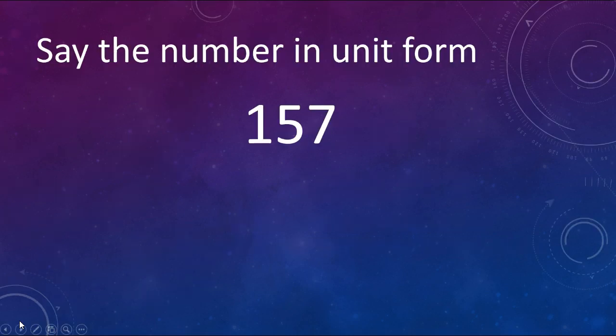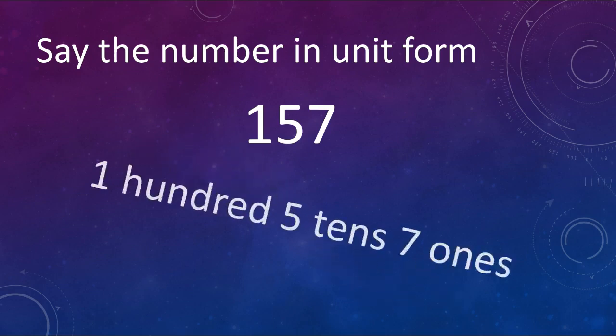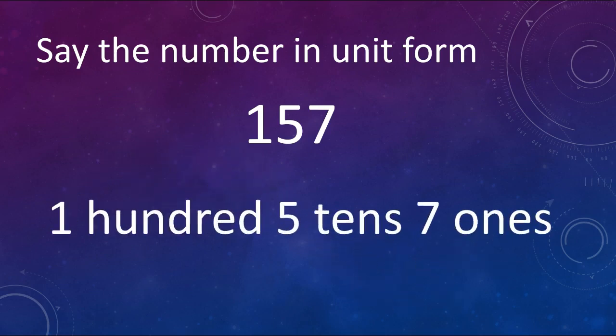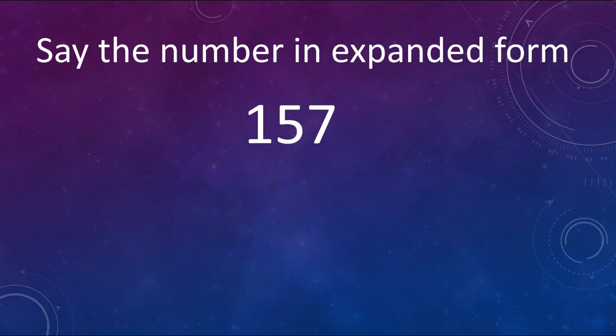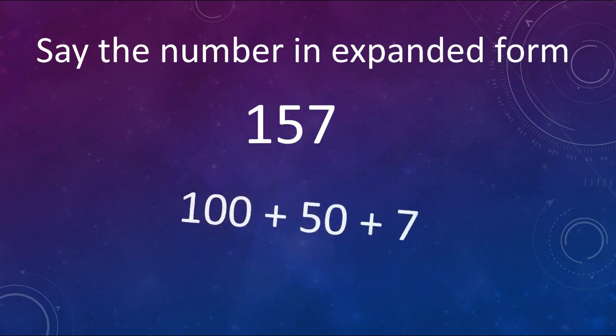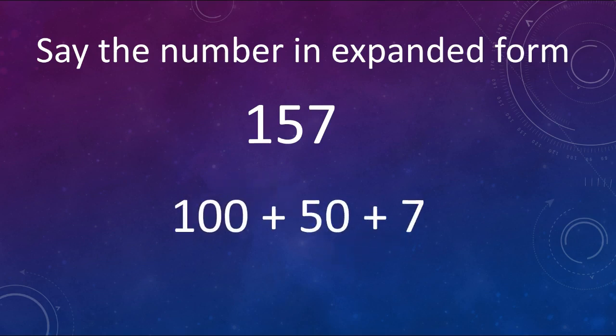Okay, so I have a number here. It's written in standard form, so this is standard form. We need to say the number in unit form. So unit form looks like this: 100, 5 tens, 7 ones. Now we need to say the number in expanded form. So in expanded form, we would say 100 plus 50 plus 7.